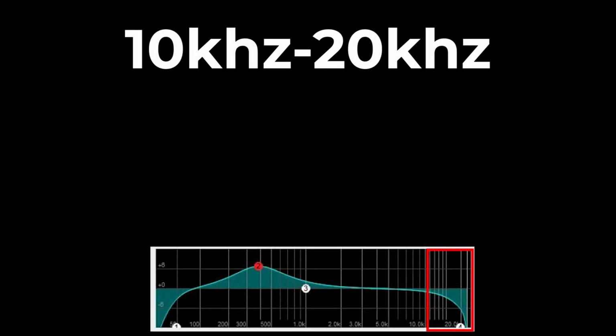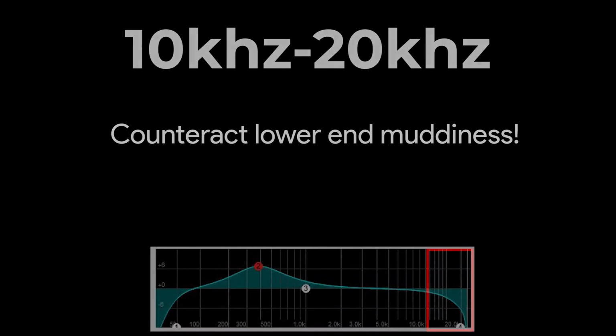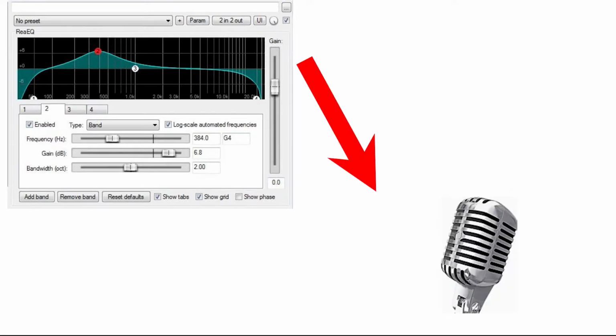Lastly, the 10 kHz to 20 kHz range. If you experience a bit of muddiness when you boost your lower end frequencies, try to boost this range more. It gives a lot of clarity and a bit of a podcasty voice. Once again, you know what I'm going to say. You should experiment.